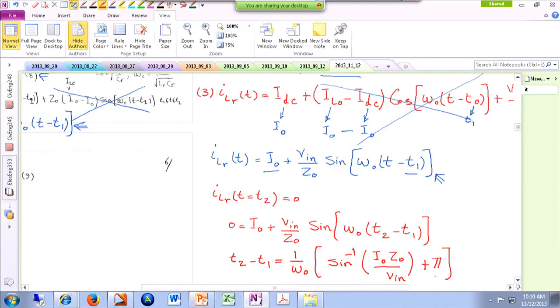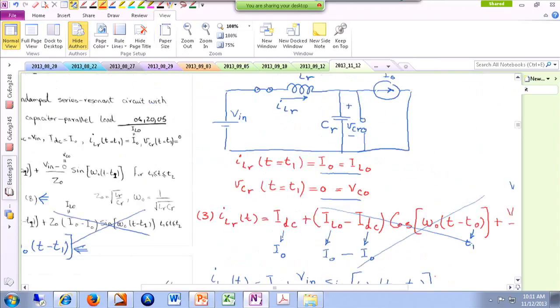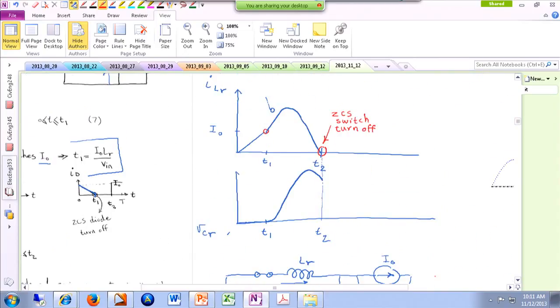All right. A lot of times in a quiz, students make mistakes when they are using their calculator. The right answer for T2 minus T1 is something like that. If you just solve the above equation, you may actually get a negative angle, which is giving you another answer, and that answer is when this guy is returning to zero. So it gives you something negative.